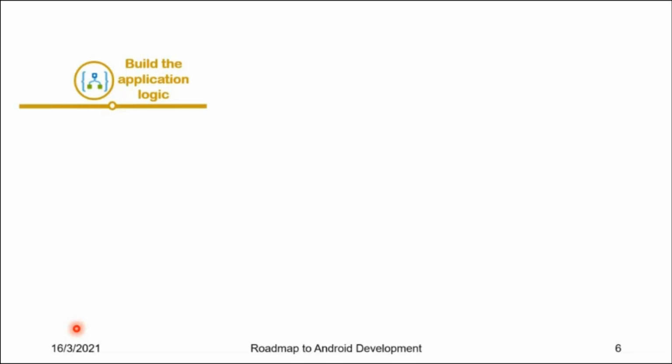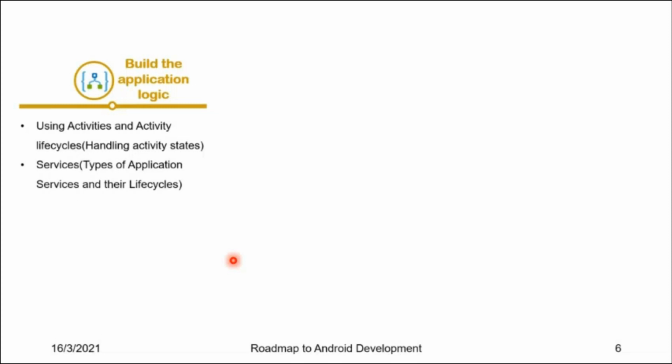And when you're using Android Studio, some of the things that you should know are the concept of activities and activity life cycles, and how activity states are handled. So what is an activity is what you would start with. Then what are services, its types, and its life cycle. Life cycle basically means when is a service created, what happens when we are using a service, and what happens when we want to kill or destroy a service.